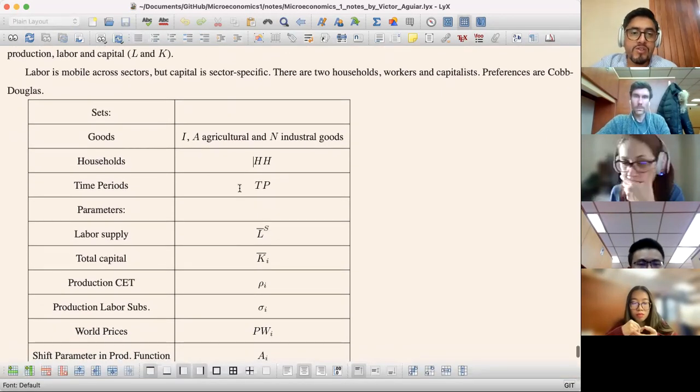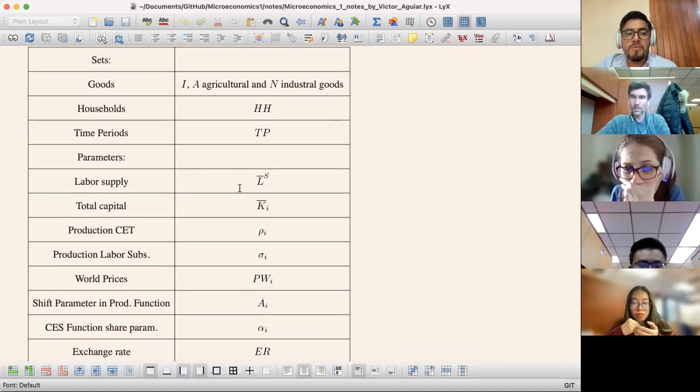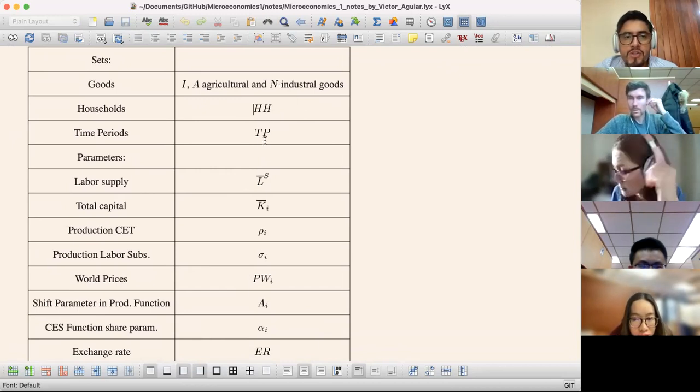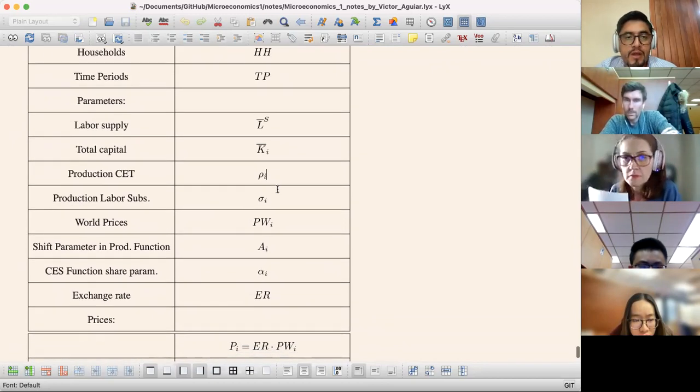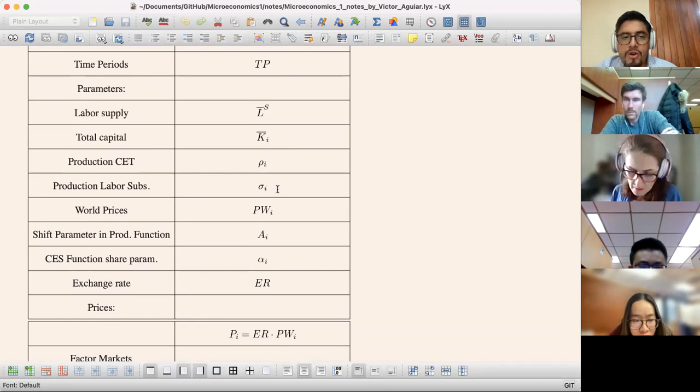And now you can see these equations. In particular, we're going to have some indexes that index the different components of the economy. You're going to have industrial goods, agricultural goods, right? And then the total number of goods is N. Households are going to be indexed by HH, time periods by TP. The parameters that I'm going to use in this economy are labor supply, total capital, production constant elasticity of transformation, right? I'm going to explain this more as we go.